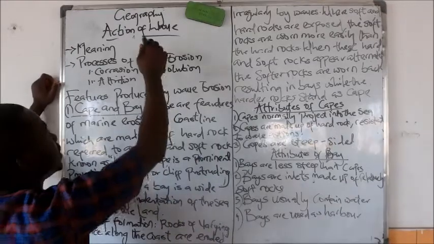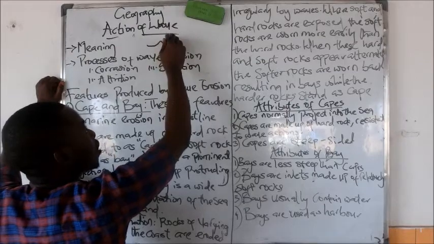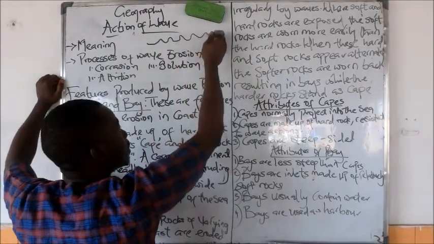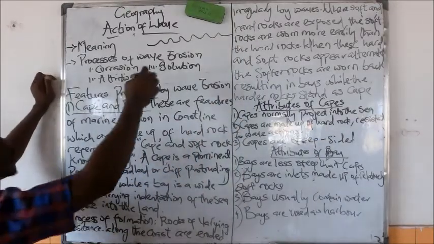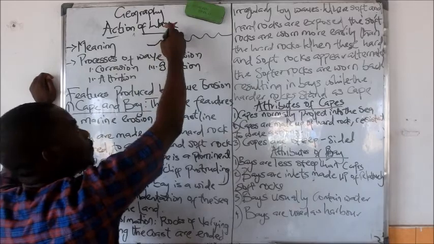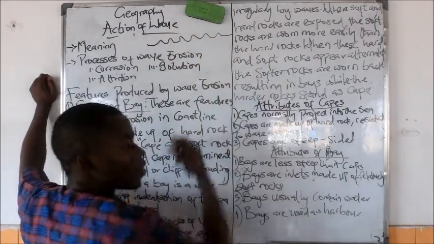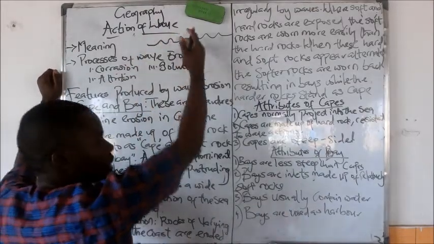Let's say this is water. This is the body of water. The body of water is found moving to and fro like this. This is what we call wave. Now this series of to and fro movements is what we call wave. So it means it is oscillating.